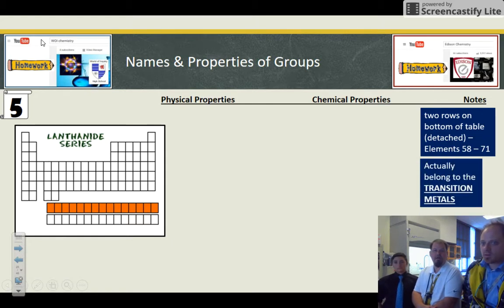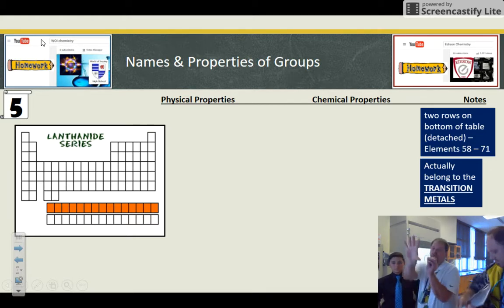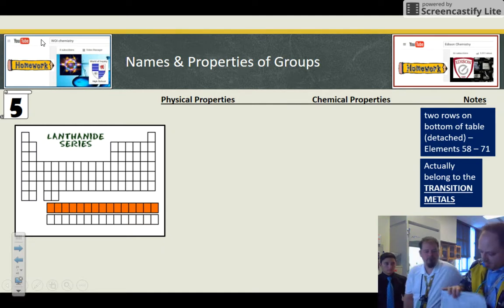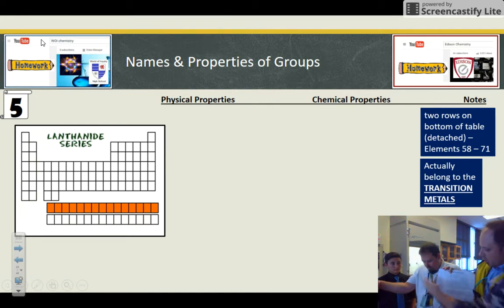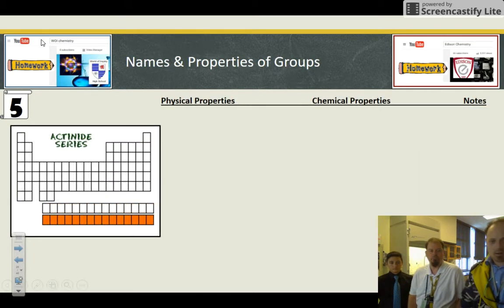And there are 2 rows on the bottom, detached. They actually belong to the transition metal family. You see in this picture, the space is missing, and in yours, there's an actual blowout. There's a thick black line here and a blowout. So you should actually cut the periodic table here, open it up, and stick these 2 here, but then that would be a really long periodic table. It would never fit on a piece of paper.